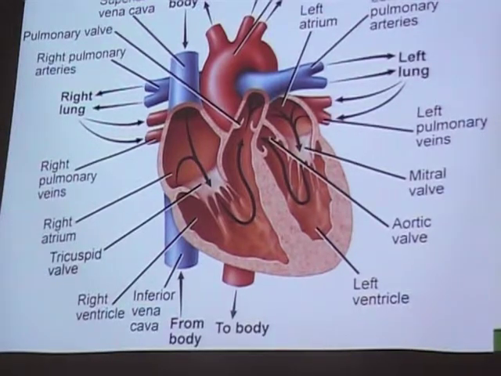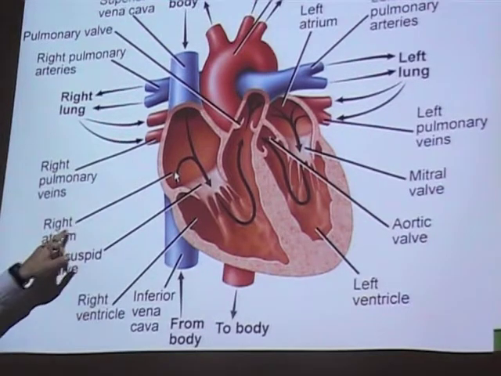Thank you. Blood comes into your heart through these 2 vessels. The superior vena cava, that's this one, and the inferior vena cava, that's this one. Those are the biggest veins, and these veins lead to the right atrium.